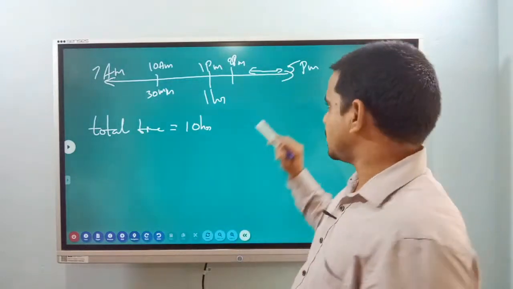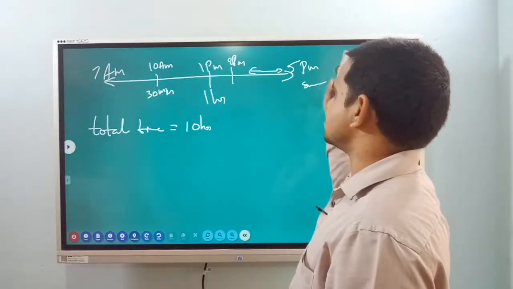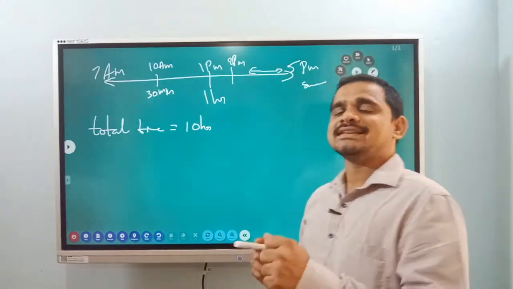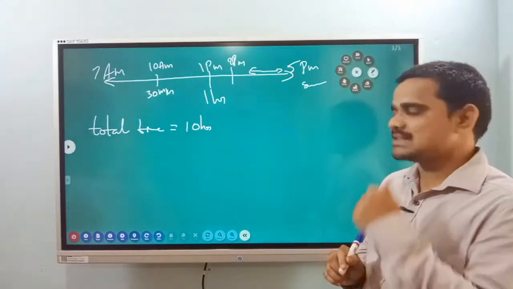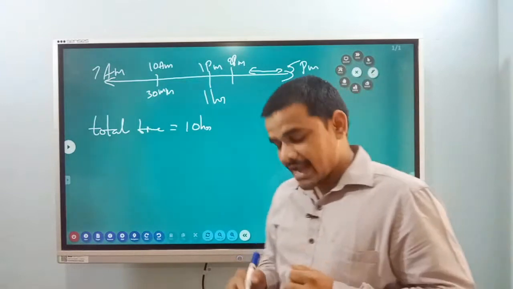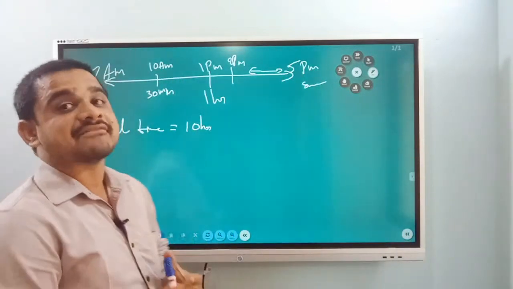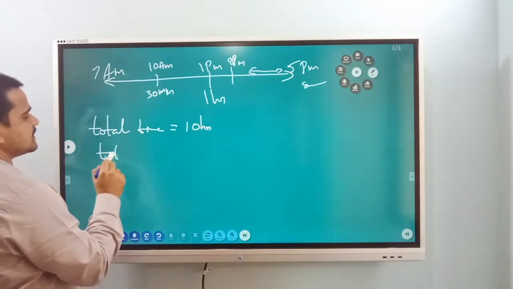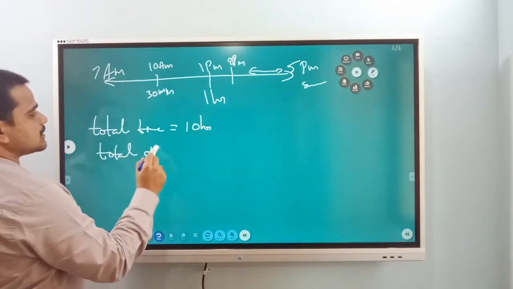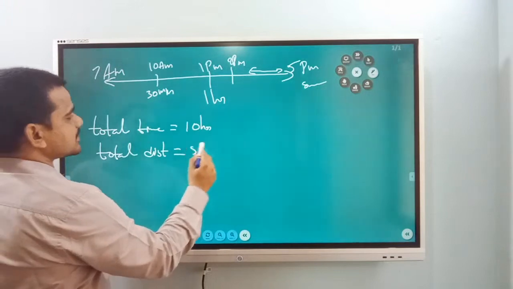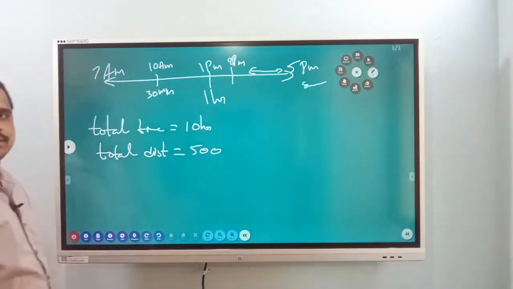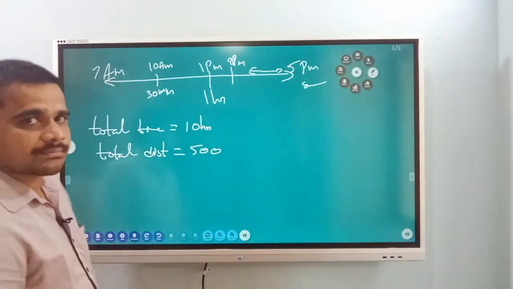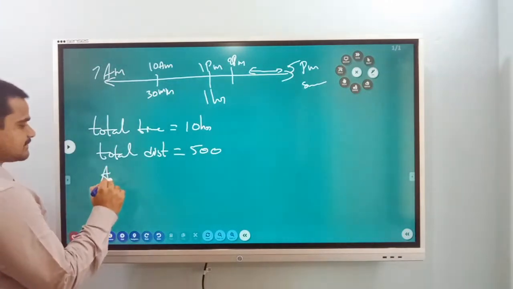After going to Bangalore, you'll have snacks again, but no need of this one. Here my question is, what is the average speed? The total distance from here to Bangalore, let's take it as 500 kilometers. Now my question here is the average speed.